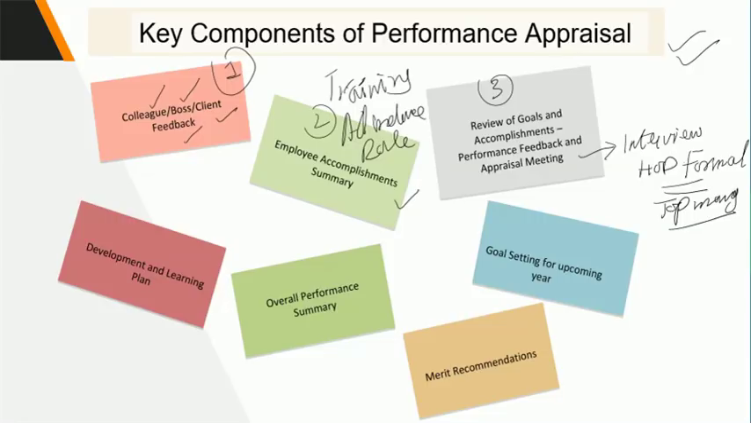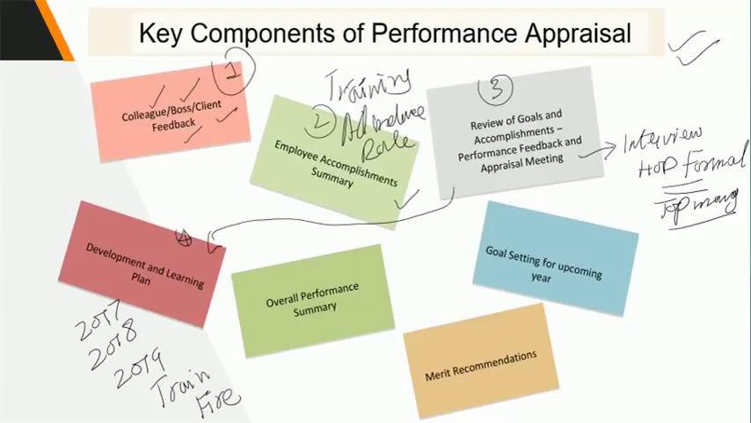Then on number 4, there will be a development and learning plan. Based on your review of your goals and your accomplishments, they will see how much this employee is working in 2017, 2018 or 2019. What do we have to give him, do we have to train him, do we have to fire him? So everything is decided from here and it moves to here. So basically if they are going to keep you, they will plan a development and learning plan. And this is also very important if you want to keep your employees. So HR has to plan what training we have to give to our employees, what will be the learning plans.